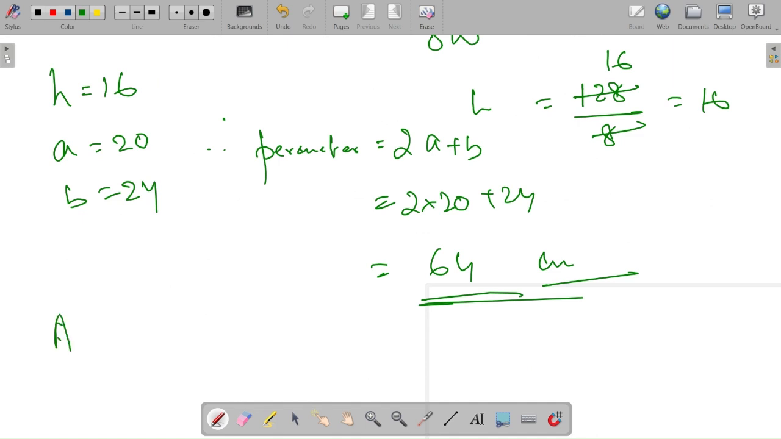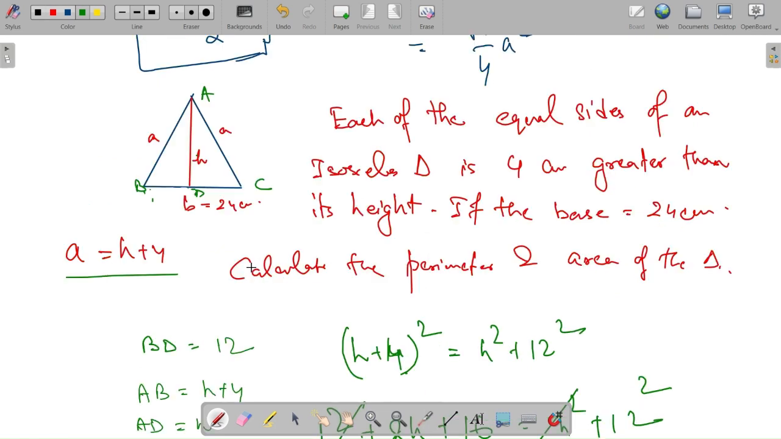What will be the area? Can you find out the area? This is 20, this is 16, and this is 24. Anushka, what will be the area? Calculating one.